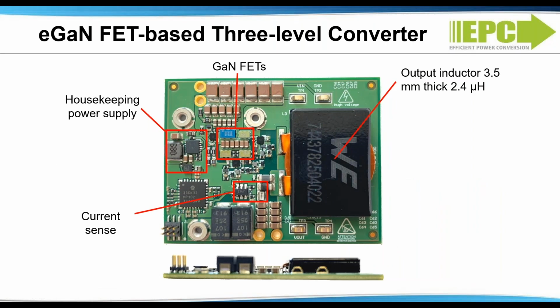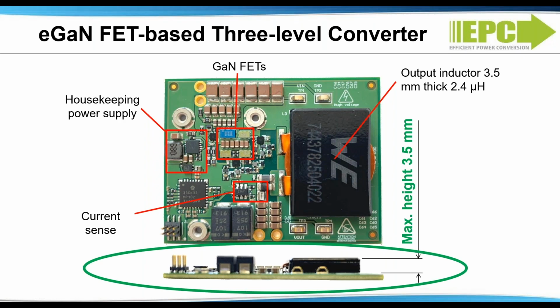A photo of the three-level converter is shown here. All components, including housekeeping power supply and current sensor, are on the top side of the board, and the maximum component height is only 3.5 millimeters.